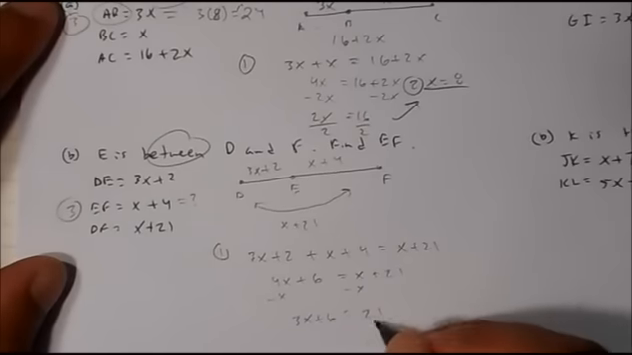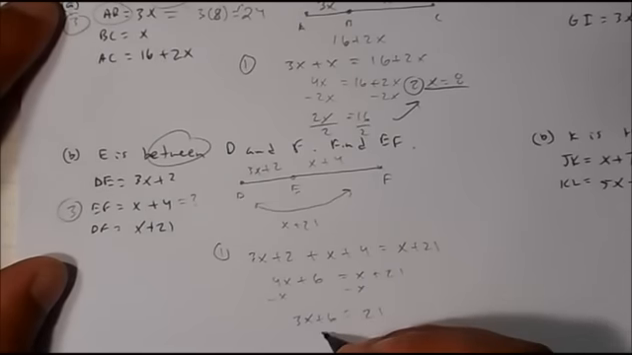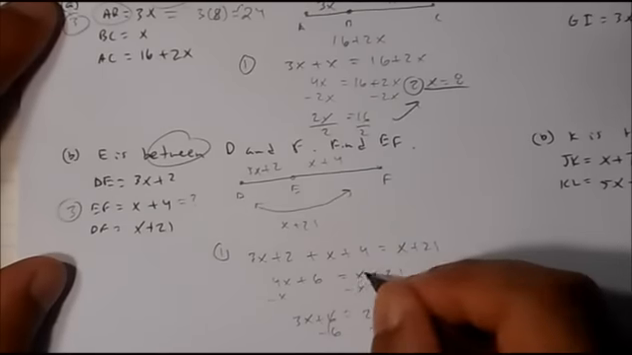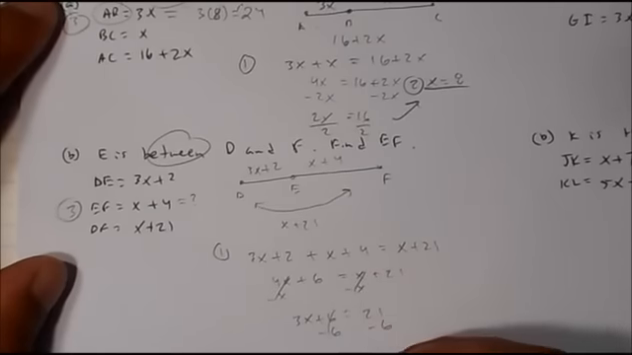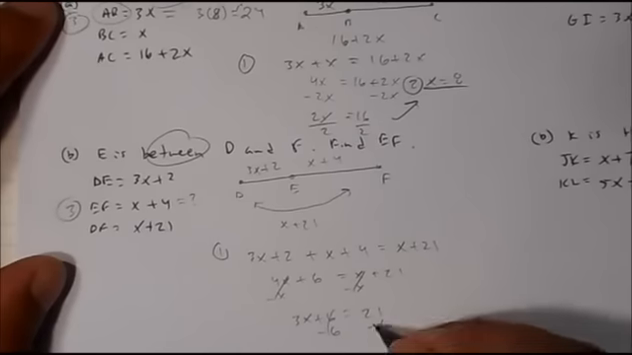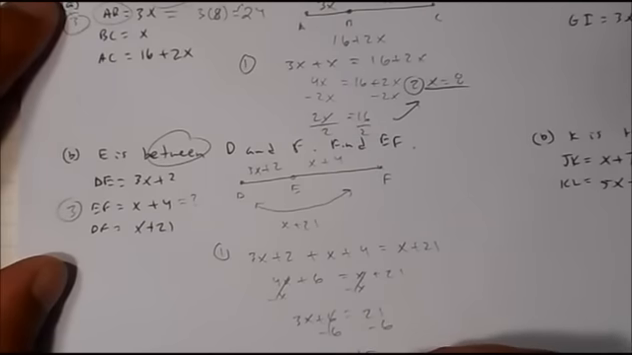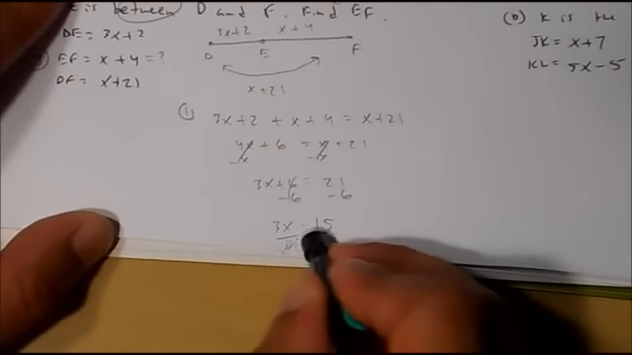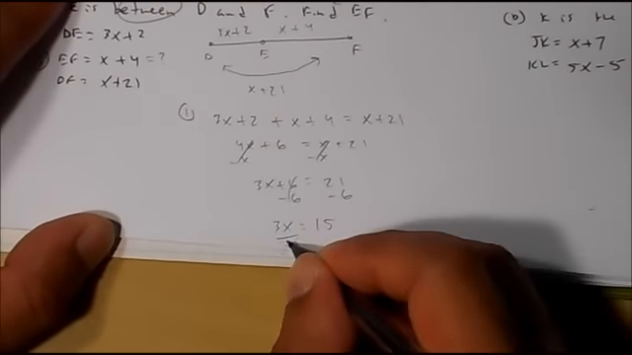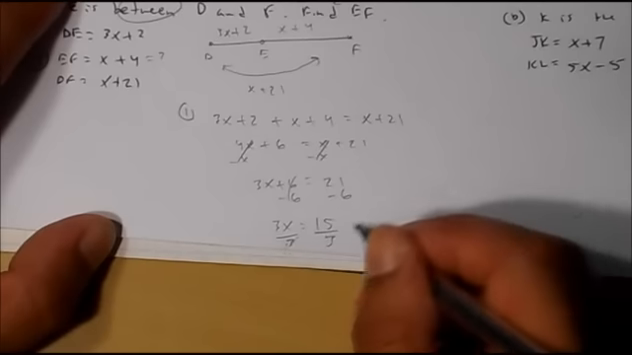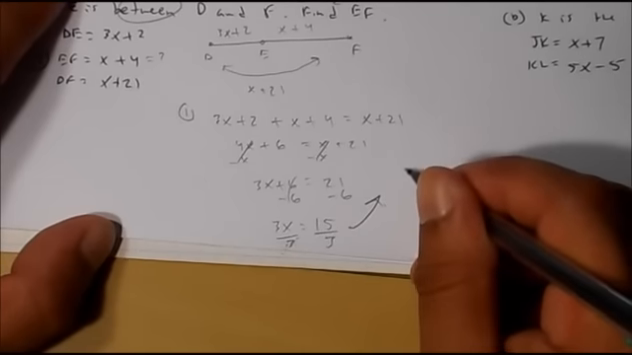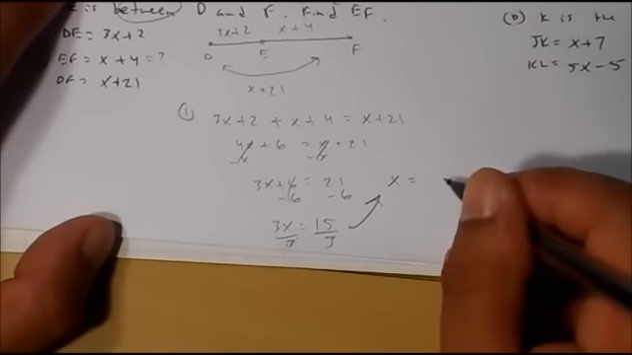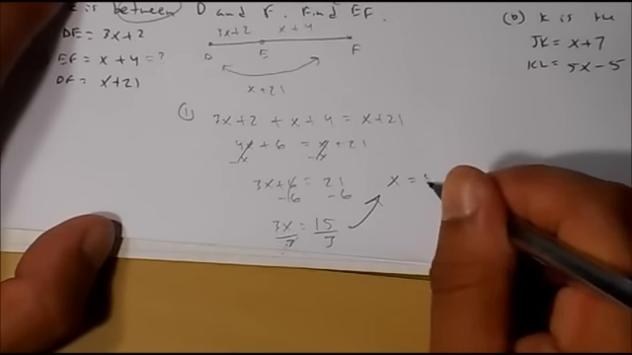Now move this number 6 over to the 21. Subtract 6 from both sides to cancel this out. This cancels out. So 3x is equal to 15. Then go ahead and divide by 3. 3 divided by 3 equals just 1. So it will be 1x equals 15 divided by 3 equals 5.